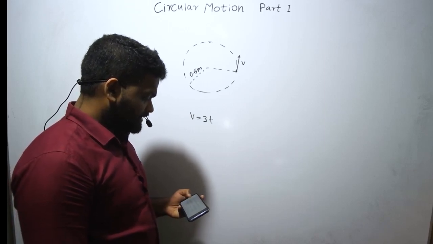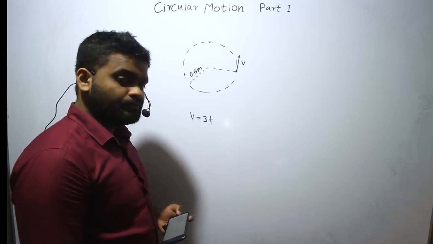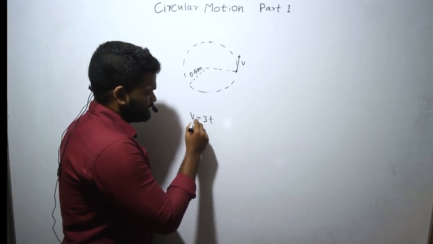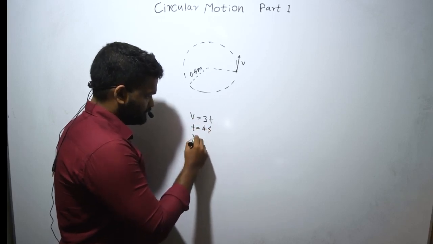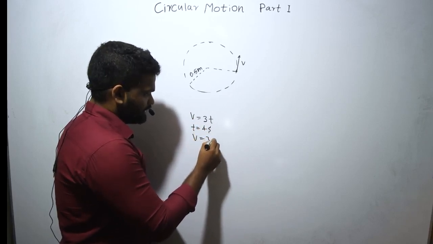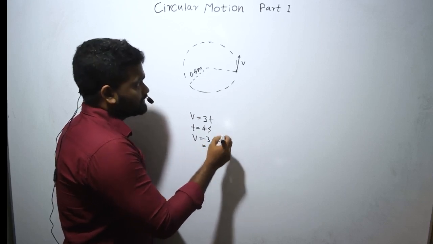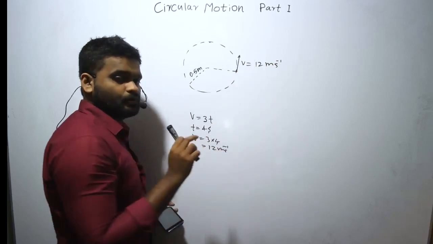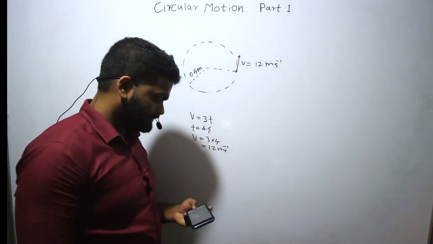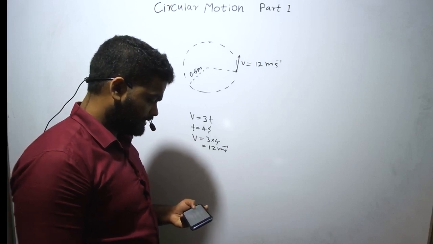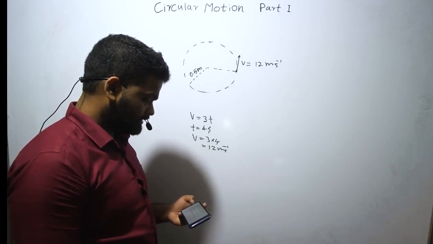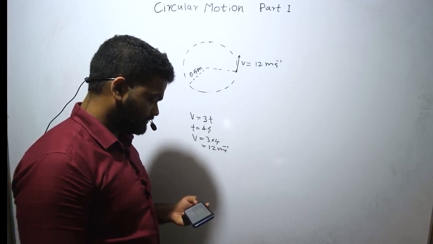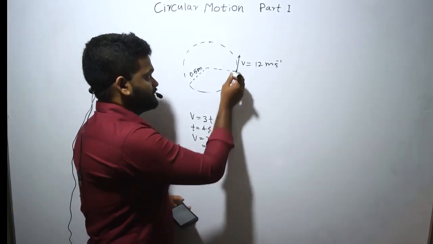What they ask is find centripetal acceleration of particle when t equals 4 seconds, right? So before that, let's find velocity at that point, I mean speed at that point. So when you substitute it, 3 times 4, you get 12 meters per second, right? So at this moment, speed is 12 meters per second. They have given that, right? So what do they ask? Find the centripetal acceleration of particle. They are asking about only the centripetal acceleration.